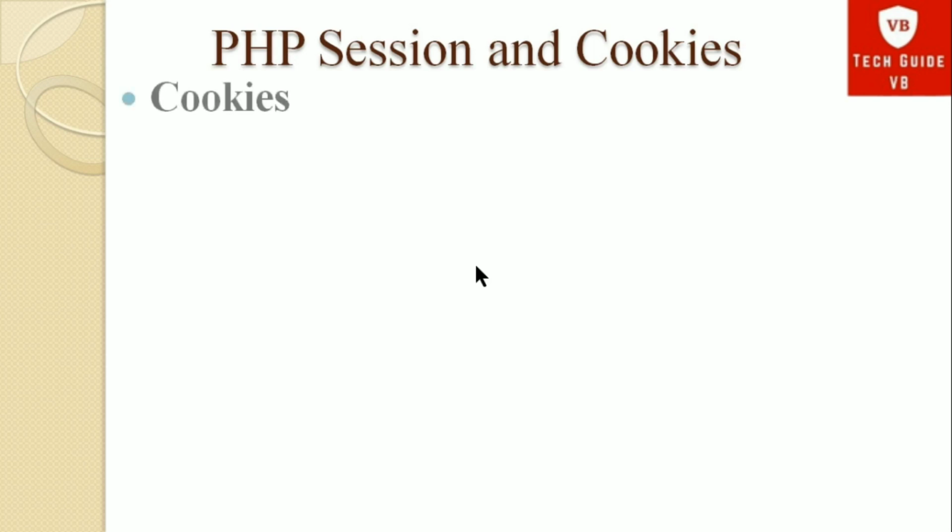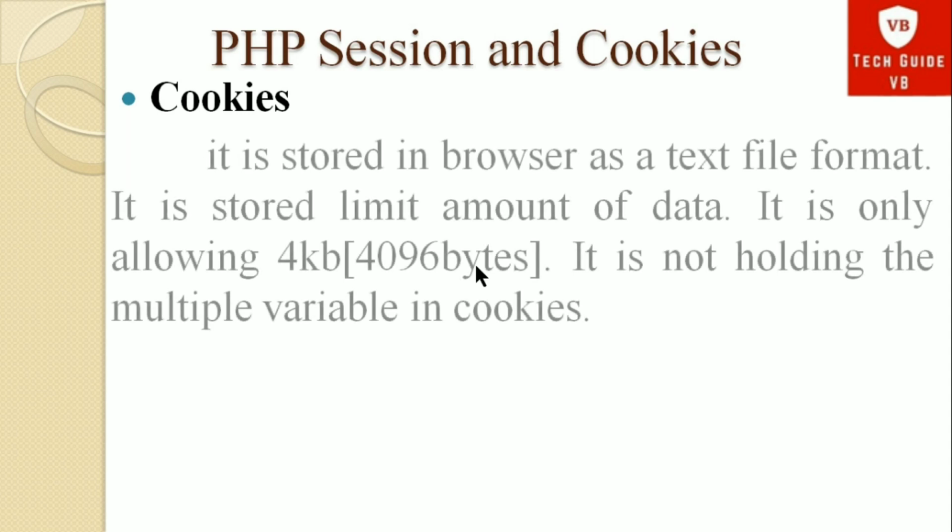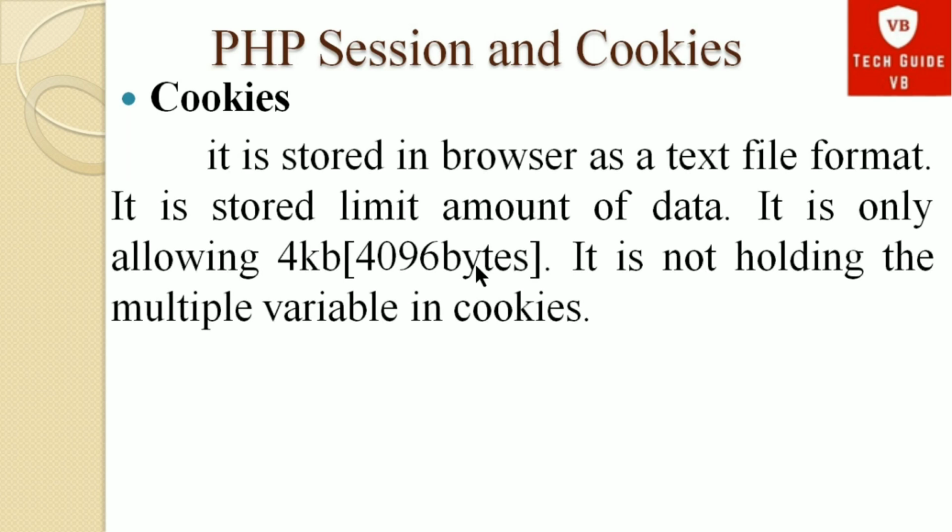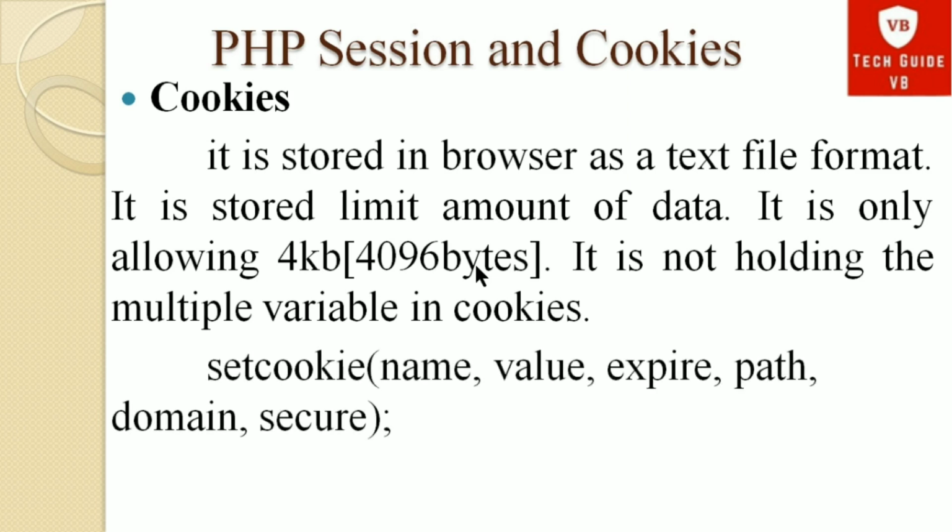What is a cookie? A cookie is often used to identify a user. A cookie is a small file that the server embeds on the user's computer. Each time the same computer requests a page with a browser, it will send the cookie too. With PHP, you can both create and retrieve cookie values. For creating cookies with PHP, a cookie is created with the setcookie function. So the setcookie function is used to create the cookie in PHP.